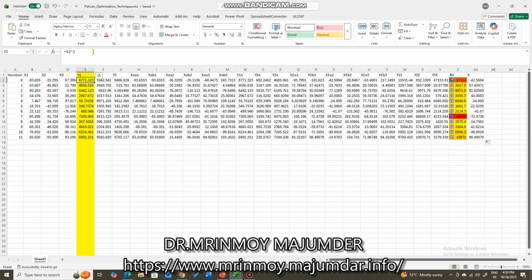With the help of that, I have calculated the value of y. You see, B2 whole square, y is B2 squared, where B2 is the cell position. x1 is in B2, so this is B2 squared, correct. Then it is C2, then D2.